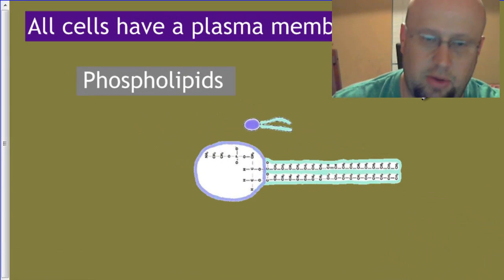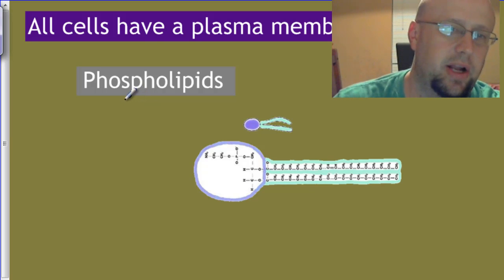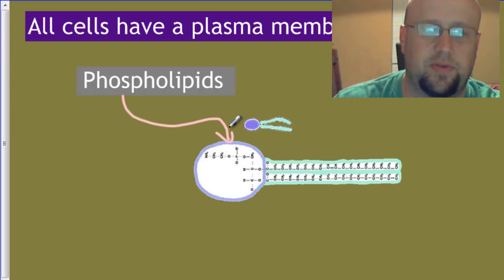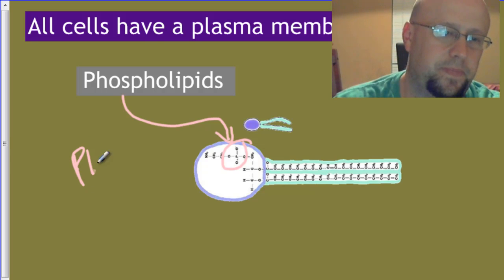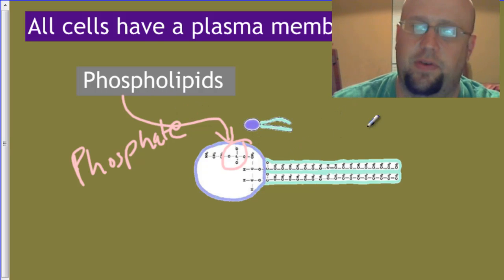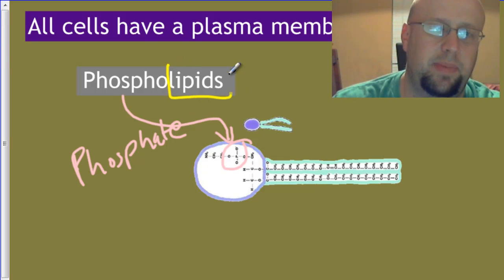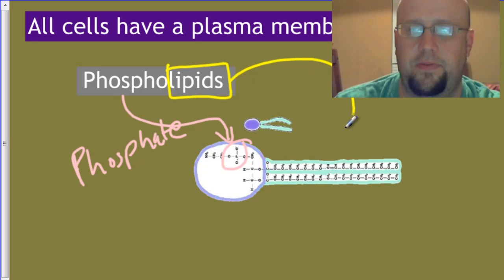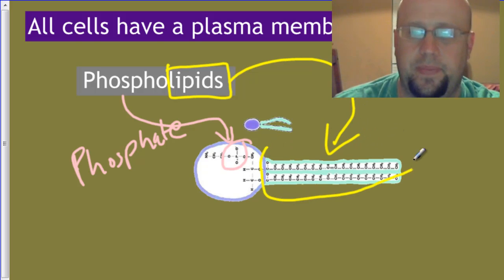To get down to what that is, let's talk a little bit about why it is a phospholipid bilayer. The phospho part comes from this end of the molecule. If you look right there, that is what we call a phosphate in chemistry. That is the phospho part of the phospholipid. Now, if you remember from the macromolecules we talked about, lipids essentially are fats, and so the fat end of the molecule is this end down here.